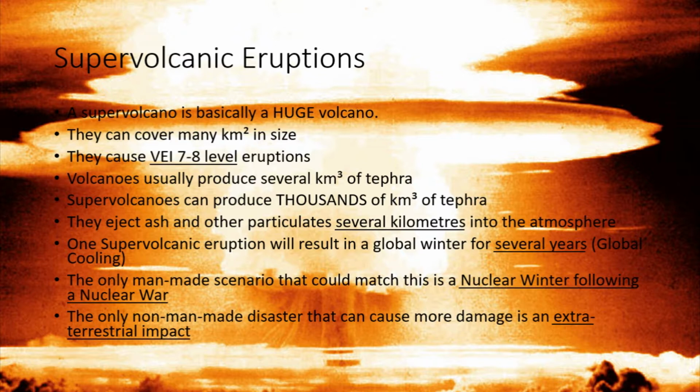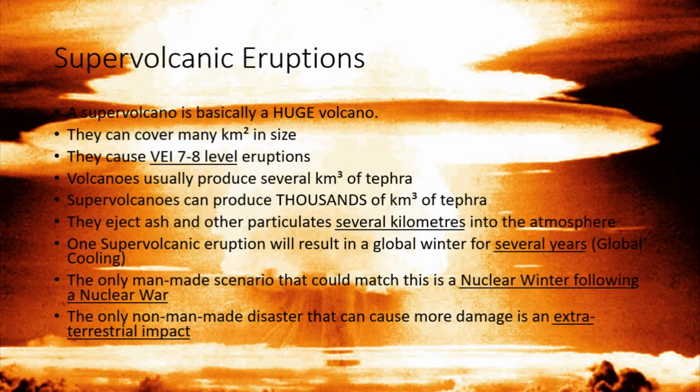Just to talk about how big they are: some volcanoes, when they erupt, produce several cubic kilometers of tephra. Supervolcanoes can produce thousands of cubic kilometers of tephra. They inject ash and other particulates several kilometers into the atmosphere. In fact, there was an article a few years ago about how a volcano apparently punched a hole through a cloud with a shockwave. This would decimate the entire weather system of a country, if not a continent.